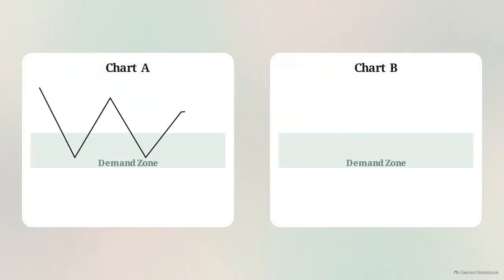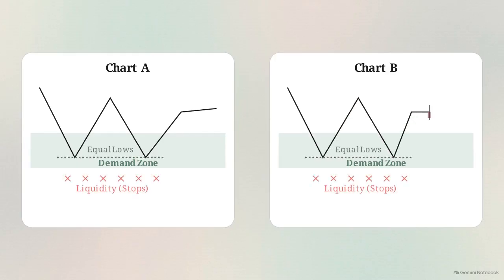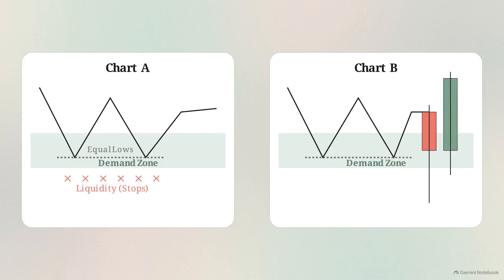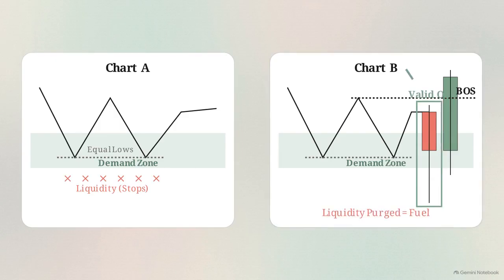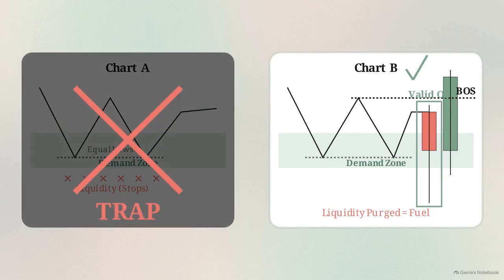Look at these two charts. Chart A shows a standard demand zone with untouched equal lows resting just below it. Chart B shows a demand zone where a single wick dips down, clears the lows, and breaks structure. It is the valid order block, hunting stop losses for fuel, whereas Chart A left the liquidity intact, turning it into a trap.